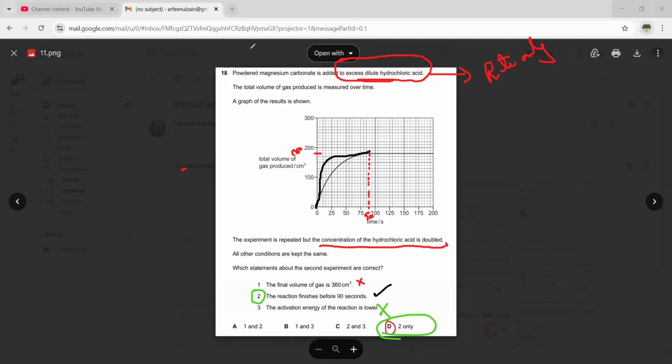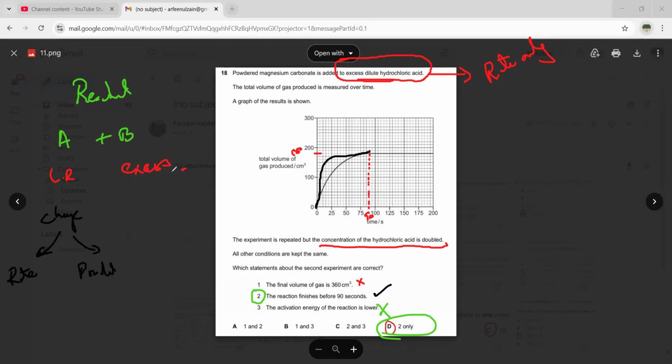And the amount of product: whenever you have two reactants, reactant A and B, if reactant A is a limiting reagent and reactant B is in excess, and I change the limiting reagent, it will affect two things. It will affect the rate and it will also affect the amount of product which we produce.